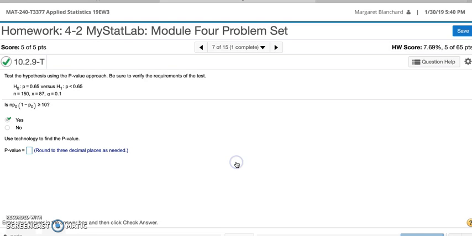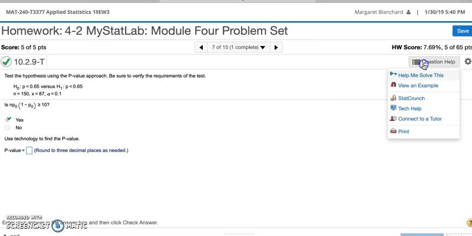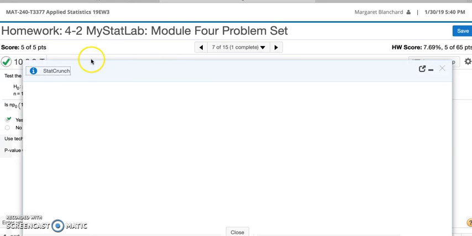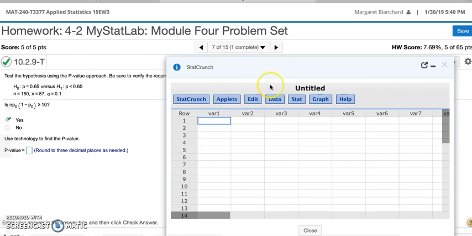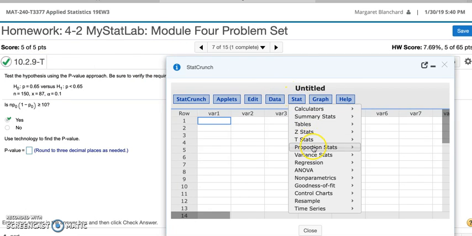Okay. Use technology to find the p-value. So we're going to go up to question help, StatCrunch. Make that a little bit smaller just so that we can see the problem. Here we're going to go to Stat, and again, we're doing the proportion stats. If we were doing the hypothesis test about the mean, we would be looking at t-stats. So here we're at proportion stats. We have one sample. We don't have our data. In this one, we have the summary data.